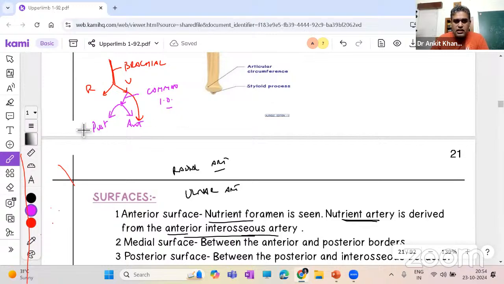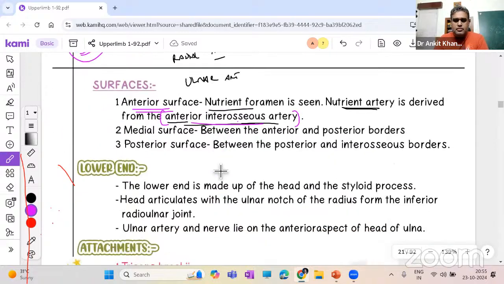This posterior interosseous artery is going where? It will be going posteriorly, while this anterior interosseous artery is the one that runs anteriorly. Therefore, here you will see the anterior surface is related to the anterior interosseous artery. The posterior interosseous artery will go posteriorly into the extensor or the posterior aspect of the forearm, and the anterior interosseous artery remains in the anterior aspect of the forearm.